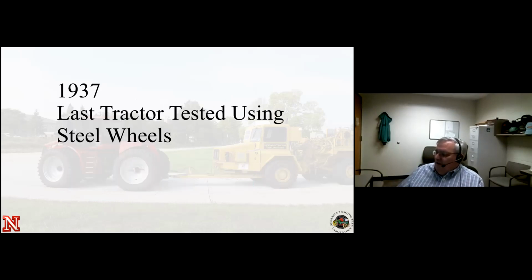In 1937 was the last tractor tested using steel wheels, which was John Deere G. And this is not totally fair to Deere, because in the period 34 to 37, it was common for manufacturers to send out both pneumatic tires and steel wheels. But after 1937, steel wheels were completely abandoned just in a 3-year period for pneumatic tractor tires.